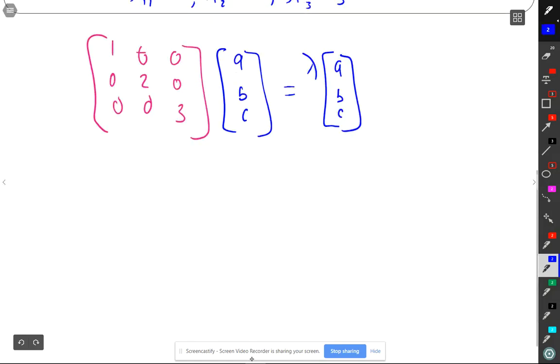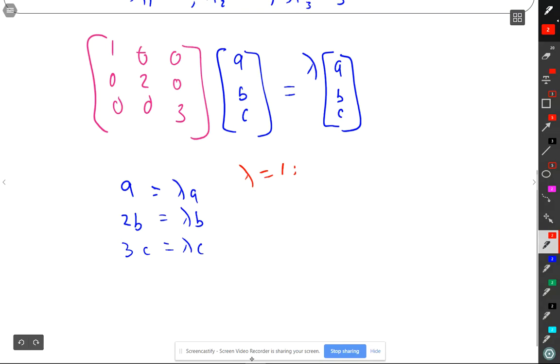And so I'm going to have the equation A equals lambda A, 2B equals lambda B, and 3C equals lambda C. Right? Those are the three equations I get. Now, I've done this very generically. But I have three values of lambda. If lambda is 1, the only way this can be true is if B equals C equals 0.